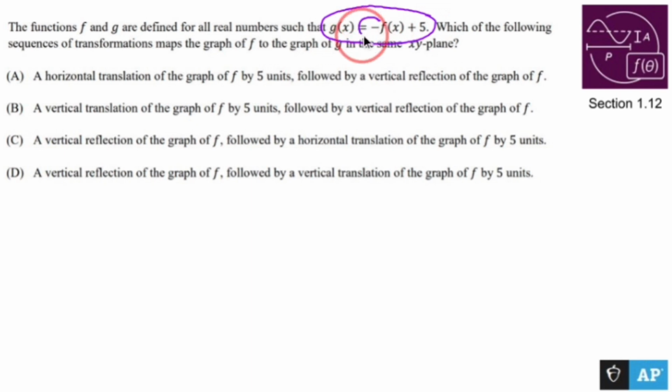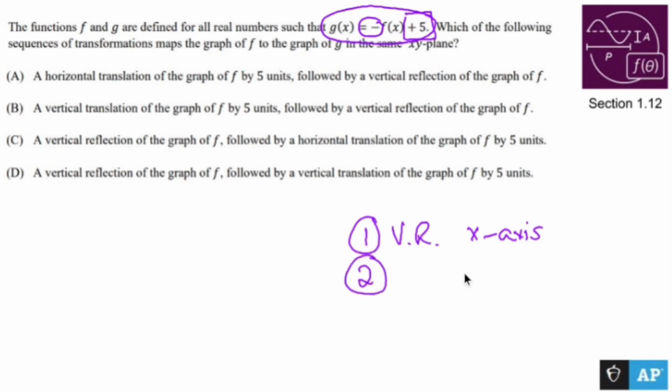First thing that I see is a negative attached to f of x. Whenever you have a negative attached to f of x, you see what's called a vertical reflection over the x-axis. So that's step number 1, a vertical reflection over the x-axis. So whatever picture we have, after we reflect it, we move up 5. Now, moving up 5 is just a vertical translation of positive 5.